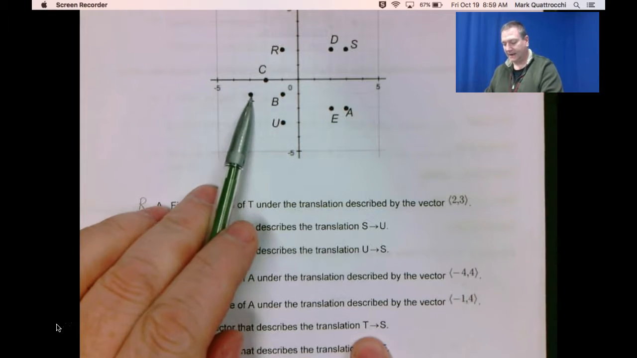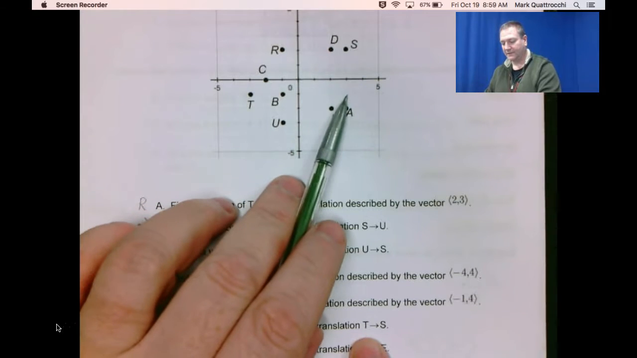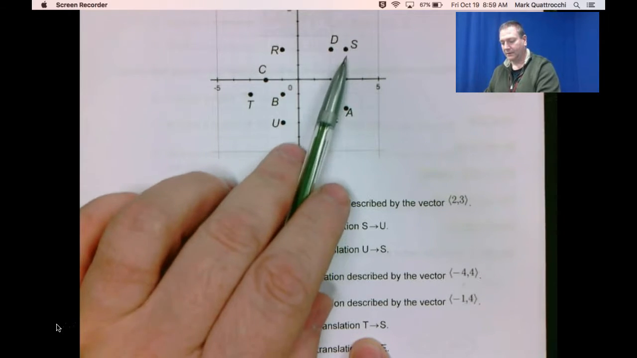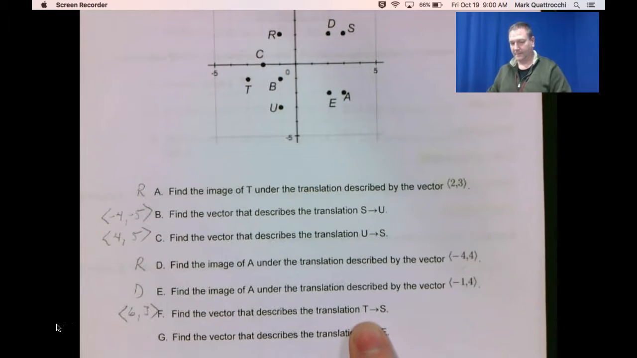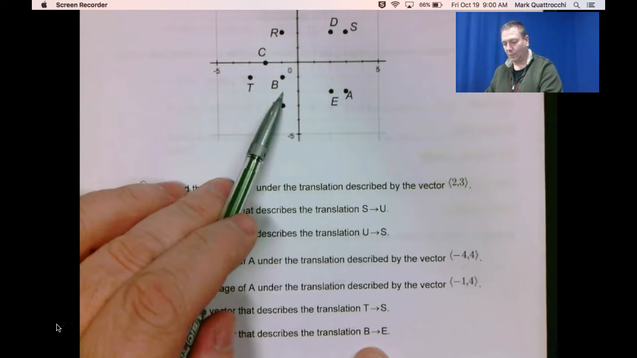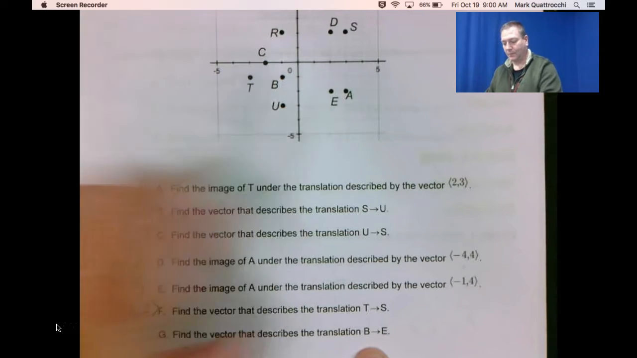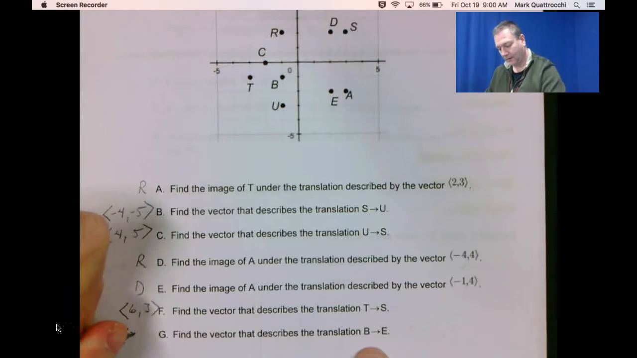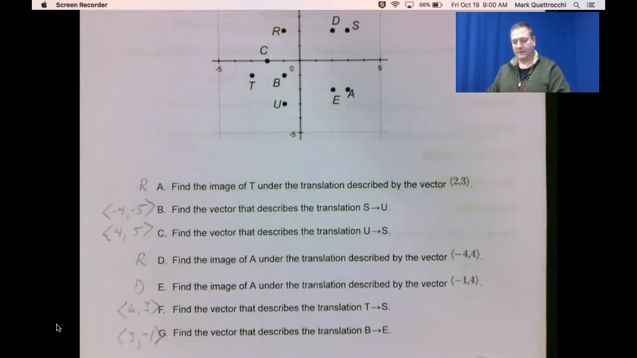Going from T to S. From T to S we go right 1, 2, 3, 4, 5, 6, and up 1, 2, 3. Right 6, up 3, gives us the vector <6, 3>. Part G, we're going from B to E. Let's go right 1, 2, 3, down 1. Right 3, down 1. And that is example 2.